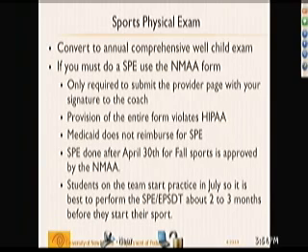Just that last page needs to go to the coach. That's the page that says, yes, they're cleared for sports. Yes, they have an allergy that you should be aware of, and nothing else is their business. So it's one of my pet peeves that I see when I see that happen.